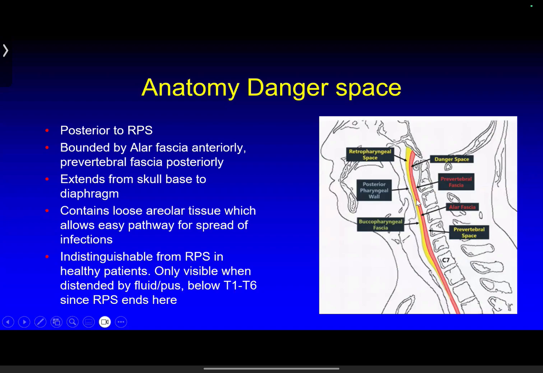But note that the danger space extends from the skull base all the way down to the diaphragm, and so it contains loose areolar tissue, which allows easy pathway for spread of infections. And so an infection that seeds the danger space can go all the way down into the mediastinum. Important to note that the retropharyngeal space and the danger space are indistinguishable in a healthy patient. The danger space will become visible only when it is distended by fluid or pus below the level where the retropharyngeal space ends, which is usually T1 to T6.